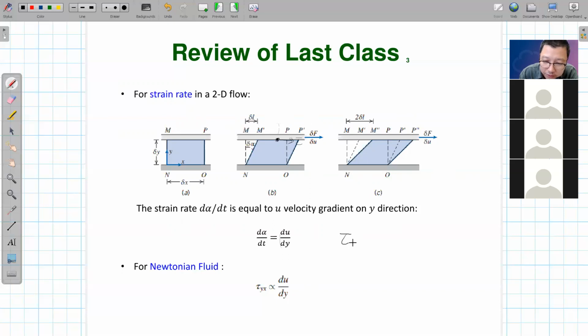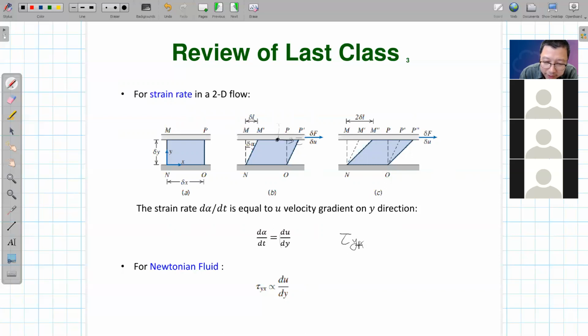So this is positive y, so it's y. And the second index will be the direction of the force. So it's in the x direction. So it will be tau yx. And both the area direction and the force direction in this case are positive, right? So this will be notated as a positive value.